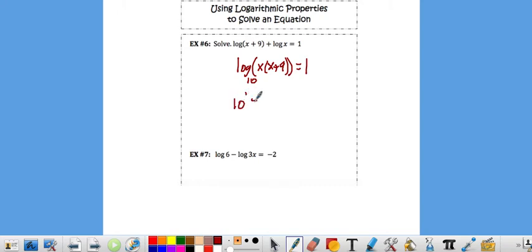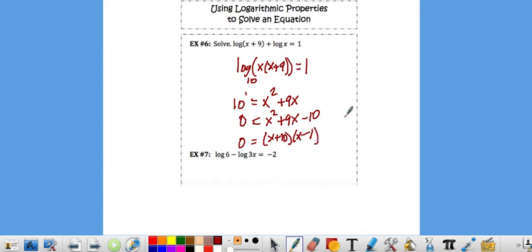10 to the first power equals, I'm going to go ahead and distribute, x squared plus 9x. Now to solve this equation, this is just 10, so we'll subtract 10. 0 equals x squared plus 9x minus 10. Now we can factor, x plus 10 times x minus 1. So x equals -9, or x equals 1.